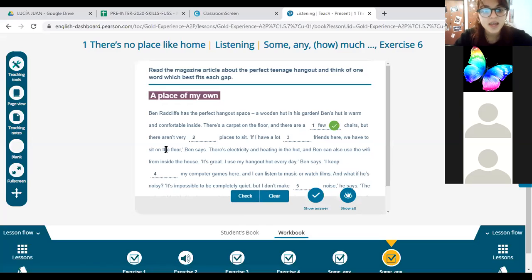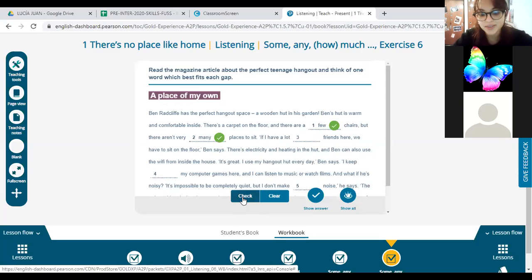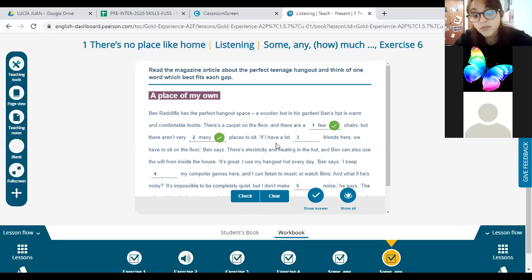Good. But there aren't very many places to sit. Any. Very many. Let's check. Good. If I have a lot of friends here, we have to sit on the floor, Ben says.